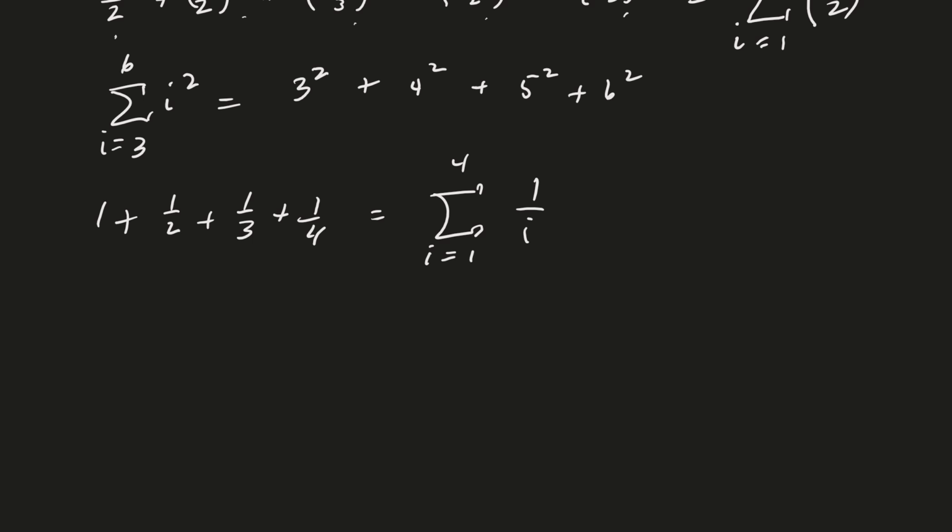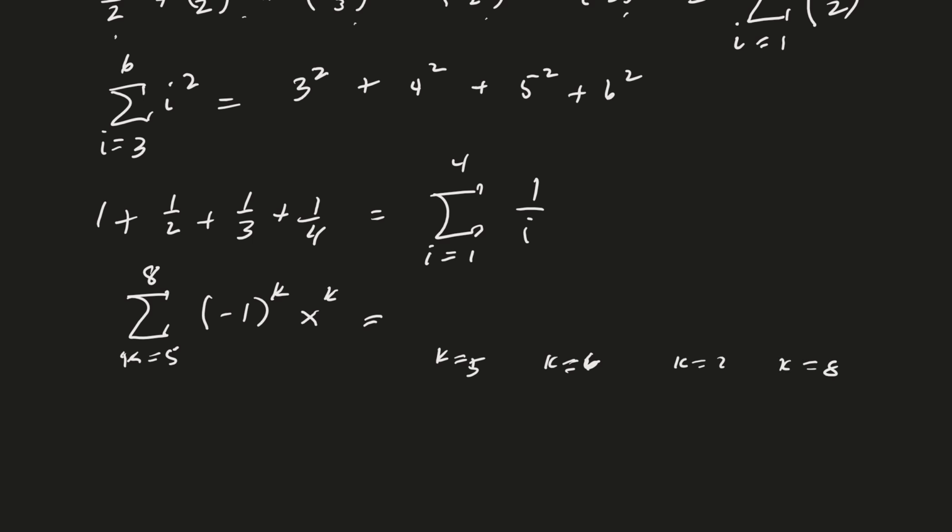How about the sum, k equals 5, oops, 5 to 8, of minus 1 to the k times x to the k. So notice that in particular the index of summation doesn't have to be i, I could have written that as k, right? So in this case we're going to take k equals 5 first, k equals 6, k equals 7, k equals 8, and compute the terms for that.